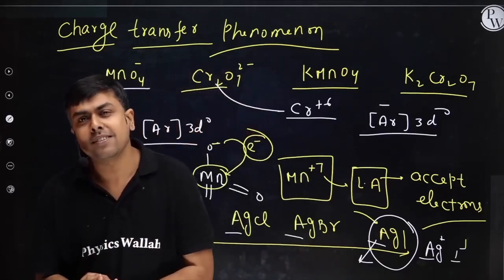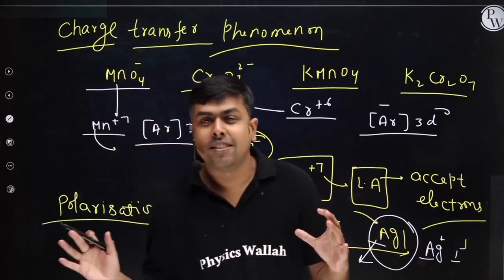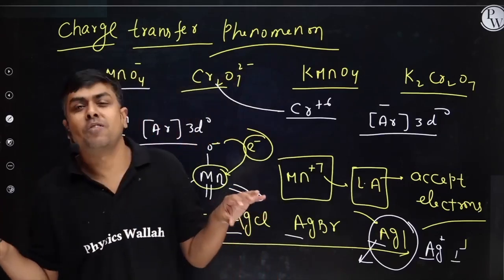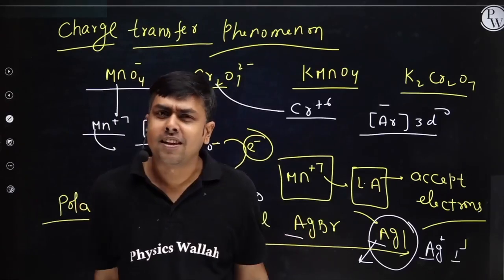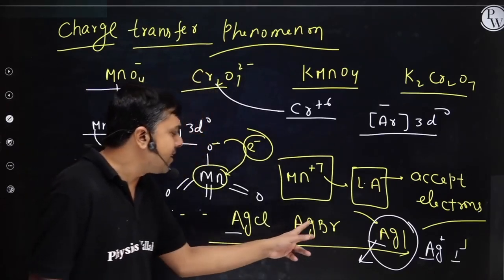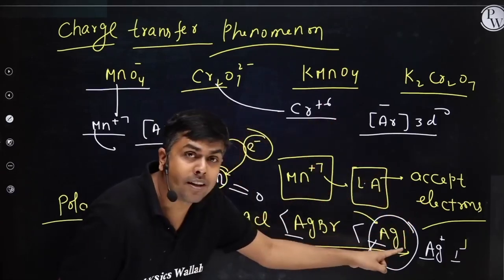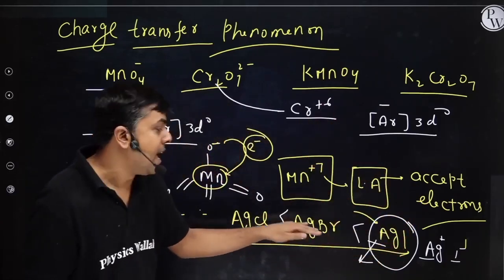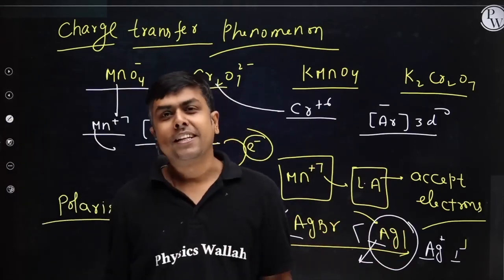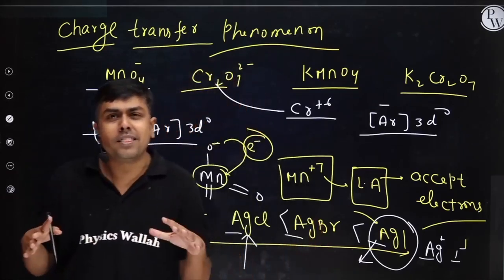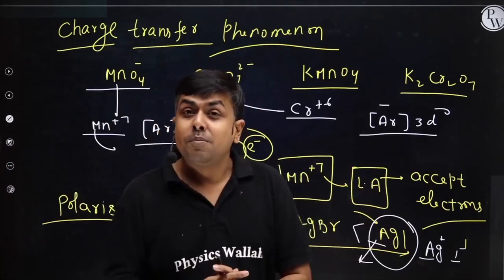Am I clear, students? I hope all these three phenomena, whether it is d-d transition, charge transfer phenomenon, or polarization, are crystal clear. Less energy gap, more intense color. Least energy gap, maximum intense color. Then relatively more, and maximum energy gap, less intense color. Am I clear? So student, with this, the physical properties of d block elements comes to an end.